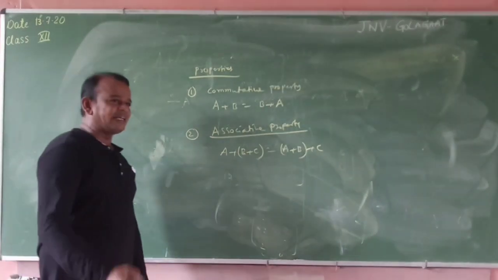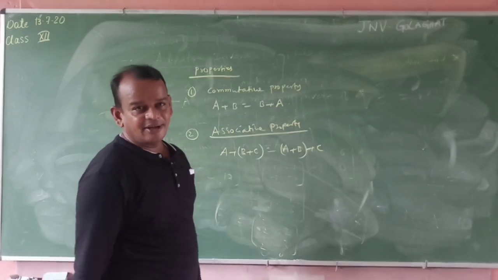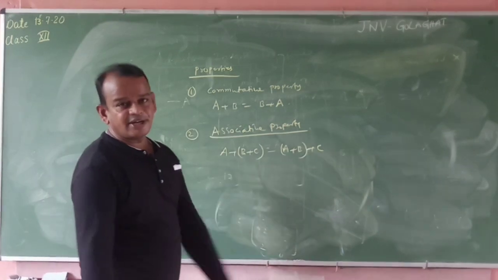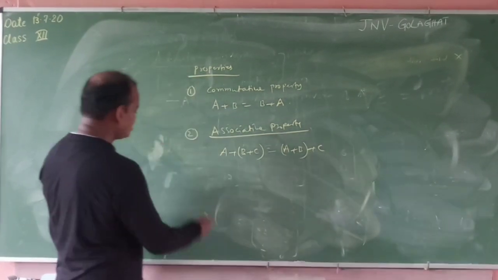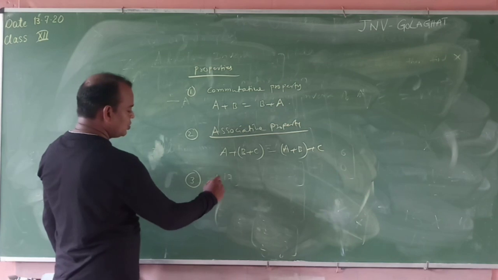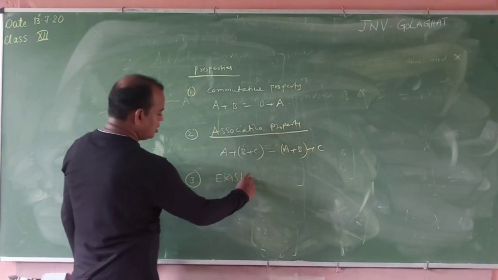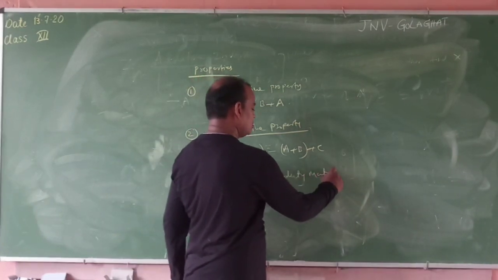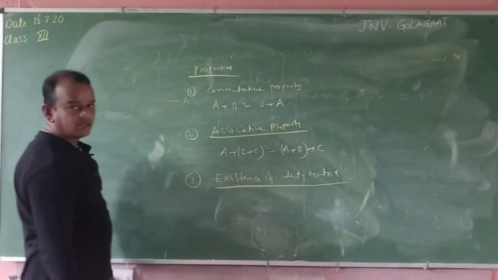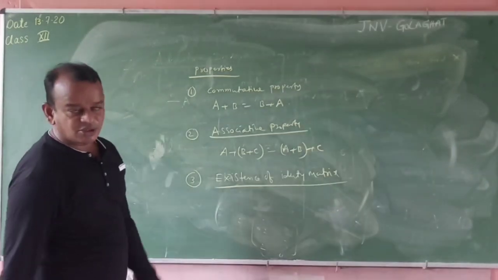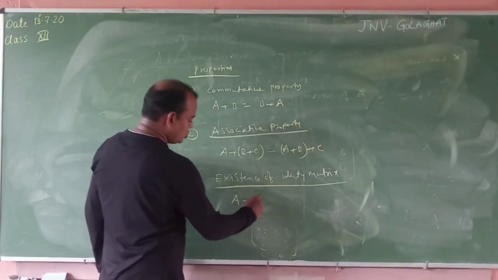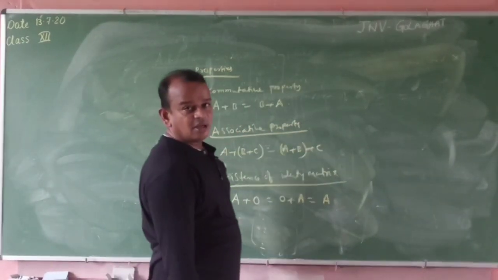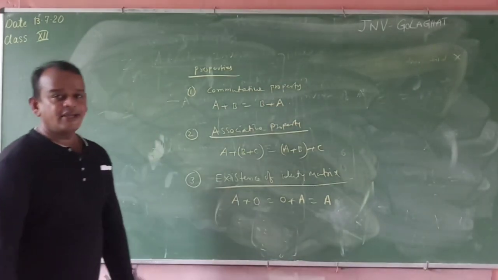Next one, existence of the identity. Addition of the matrix, properties of the addition. What is the identity matrix? Existence of the identity matrix. Let O be the identity matrix, the 0 matrix. Then A plus 0 is equal to 0 plus A is equal to A. This is called existence of the identity matrix.